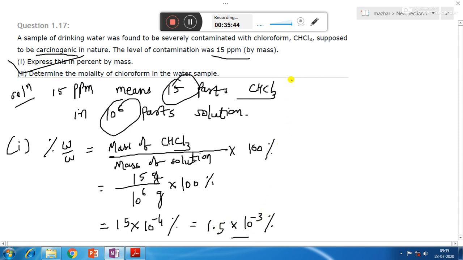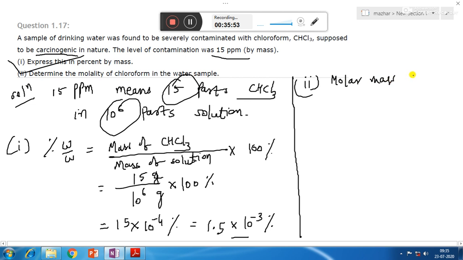Now in the second part we have to find out the molality of chloroform. For that we require the molar mass of chloroform. So molar mass of chloroform is equal to, for carbon 12, for hydrogen 1, plus 3 times chlorine 35.5. So that will be equal to 119.5 gram per mole.